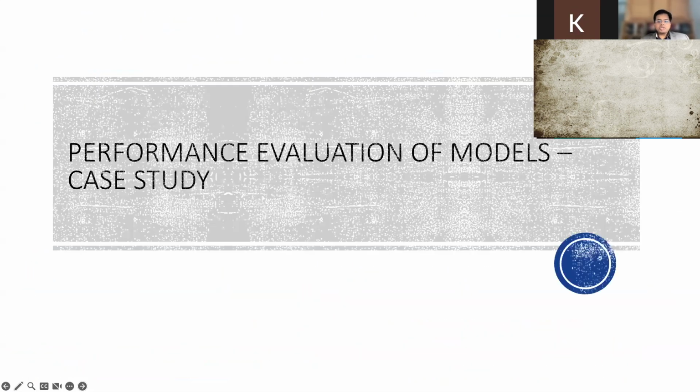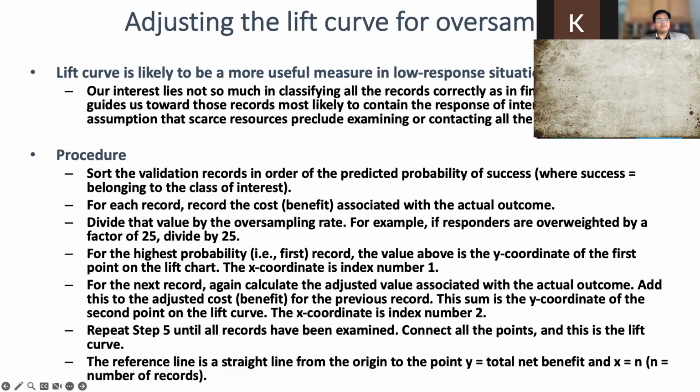Now, before we go there, we can also adjust the lift curve for oversampling, because the lift curve is going to be a more useful measure in low response situations, especially when we are not so much interested in just classifying all records correctly, like we just did in this previous example, but we want to find a model that guides us towards which records are more likely to contain the response of interest. So the top 10th percentile, 20th percentile, like we just talked about, become more important. So we have to adjust the lift curve also for oversampling.